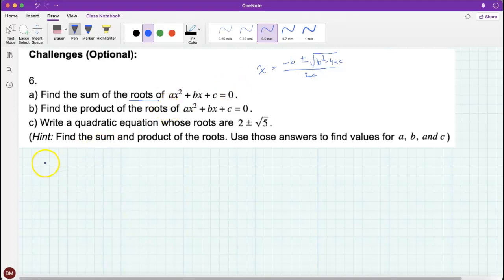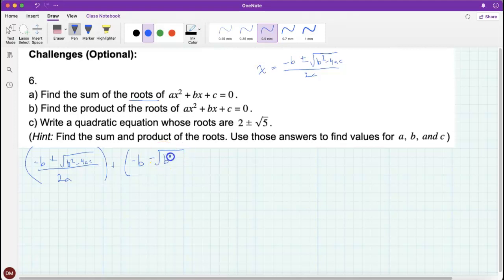So the first root would be, and this is all you have, so you just have a, b, and c. You don't have any numbers to substitute. So you've got negative b plus the square root of b squared minus 4ac all over 2a, right? And then if you want to find the sum, you're going to have to add that to the other root, which is negative b minus the square root of b squared minus 4ac all over 2a.